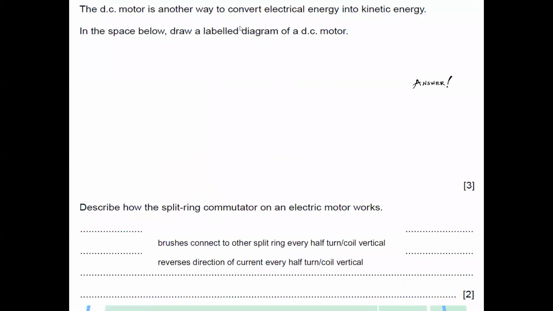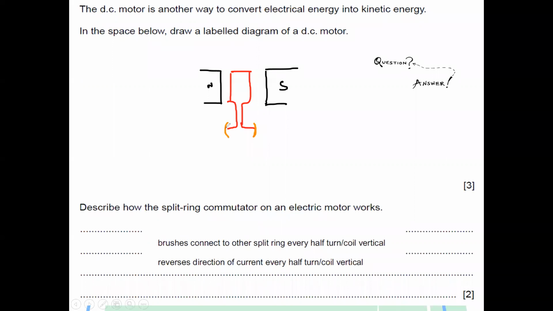The next question: the DC motor is another way to convert the electrical energy to kinetic energy. In the space below, draw a labelled diagram of a DC motor. So what you can do, you can place a magnet north and south. I will draw a 2D; if you're good at drawing, you can draw 3D. So we have a permanent magnet, then a rectangular coil. And with this rectangular coil, we will have split rings.